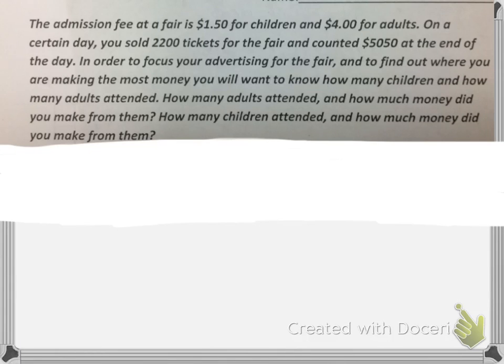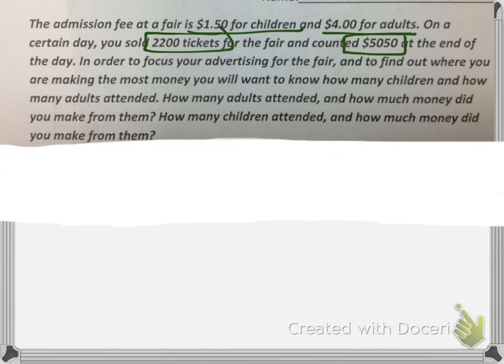So this is some word problems that we're going to make into equations. We've got an admission fee to a fair that is $1.50 for children, $4 for adults. They sold 2,200 tickets and they made $5,050 at the end of the day. In order to focus advertising for the fair and find out where you are making the most money, you will want to know how many children and how many adults attended.